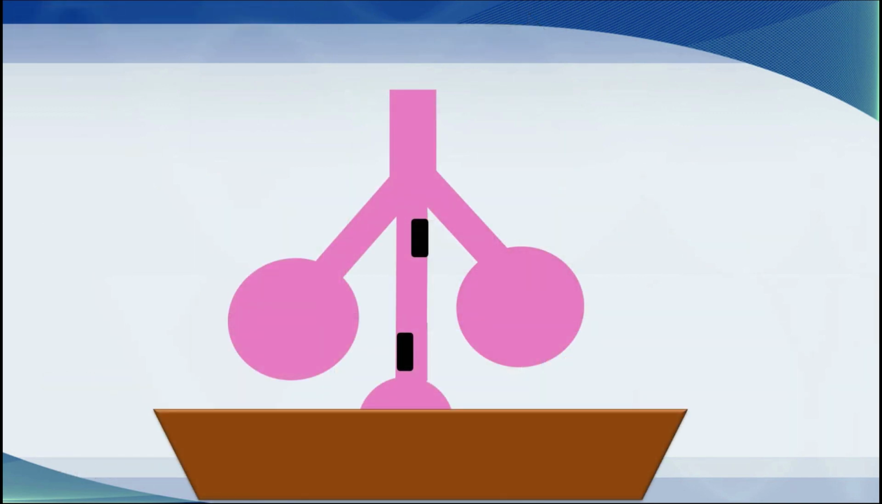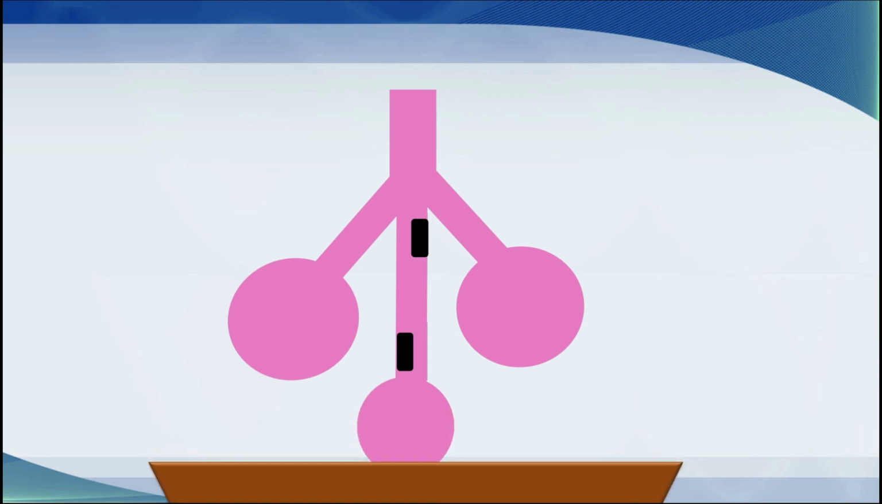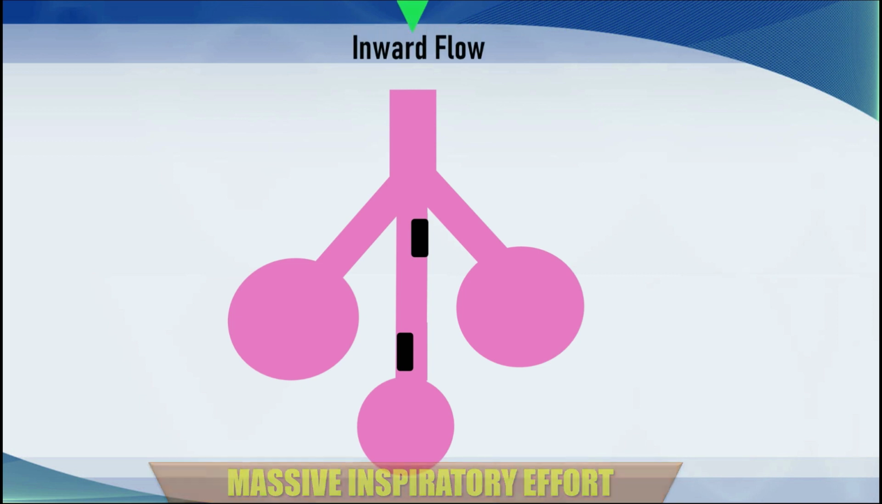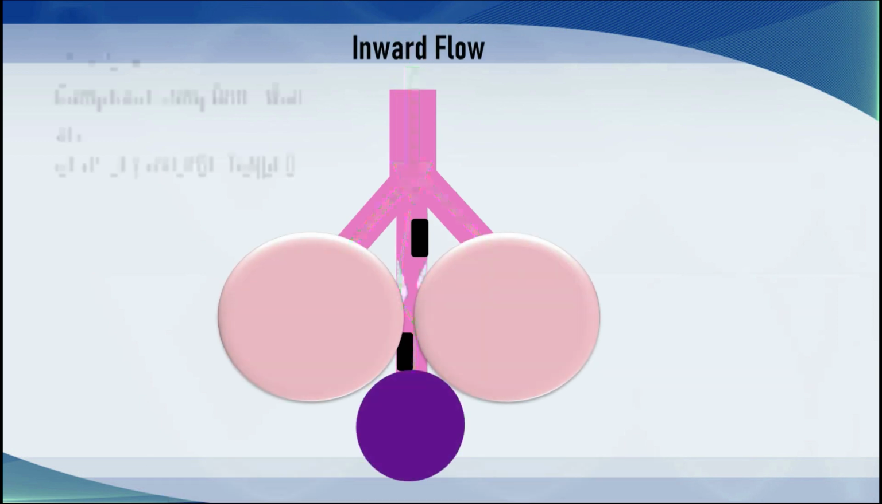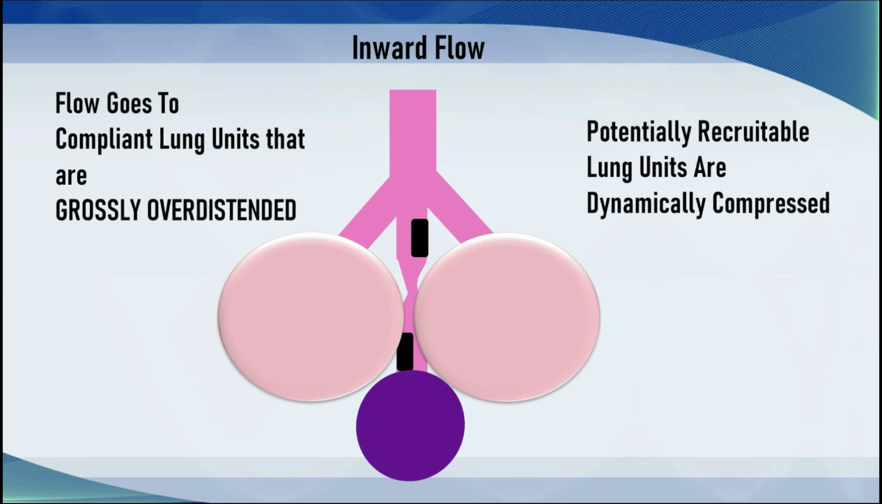Now, here is a situation where Carla is taking these huge whooping breaths. So she makes this massive inspiratory effort. There's a flow of gas, and the gas goes to the most compliant lung units. These lung units become grossly overdistended with this huge gasping breath, and potentially recruitable lung units are dynamically compressed. We talked about dynamic airway compression in a previous tutorial.